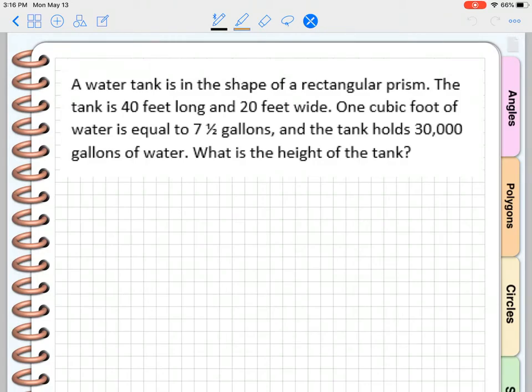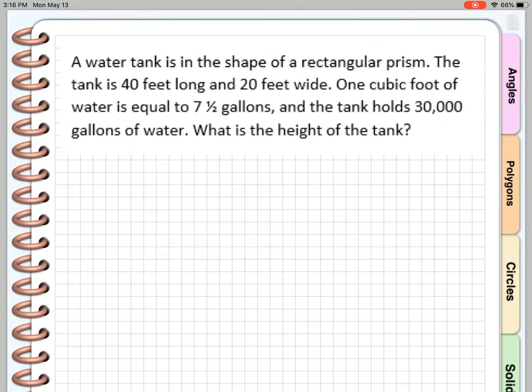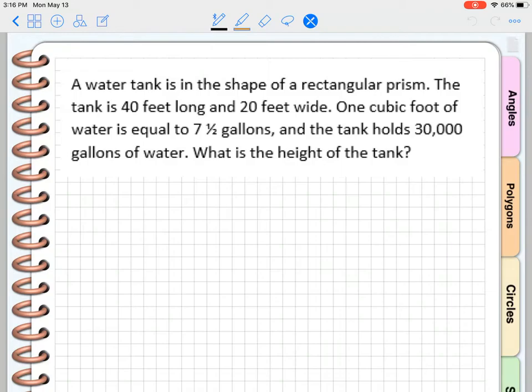A water tank is in the shape of a rectangular prism. The tank is 40 feet long and 20 feet wide. 1 cubic foot of water is equal to 7.5 gallons, and the tank holds 30,000 gallons of water. What is the height of the tank?